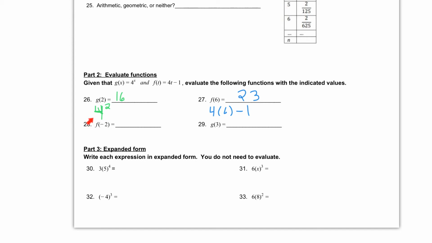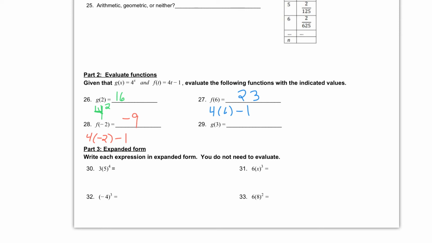If we take a look at question number 28, f of negative 2, again, we're using the f function, so we're going to choose our f function up here, which is the 4t minus 1, and we're just going to replace t with that negative 2. And we would get 4 times negative 2 minus 1. 4 times negative 2 is negative 8, and negative 8 minus 1 would give us an answer of negative 9.